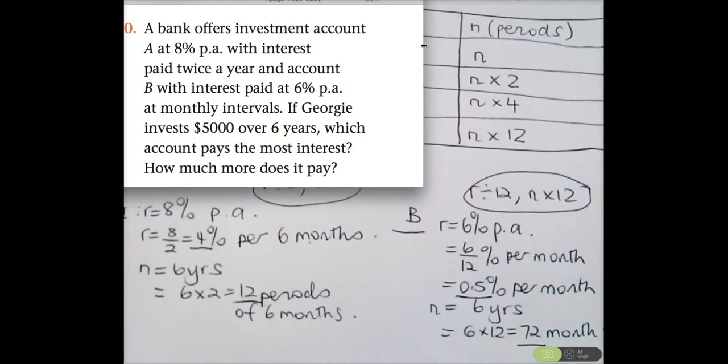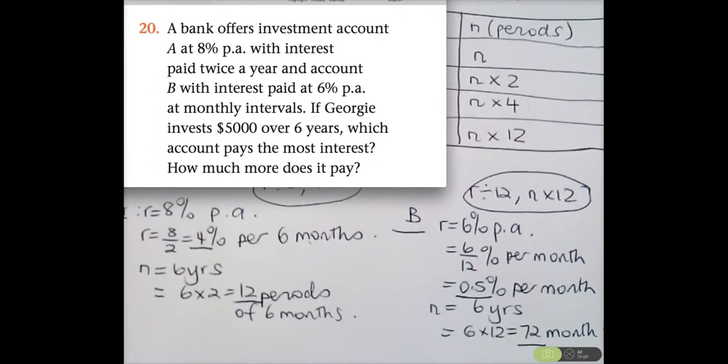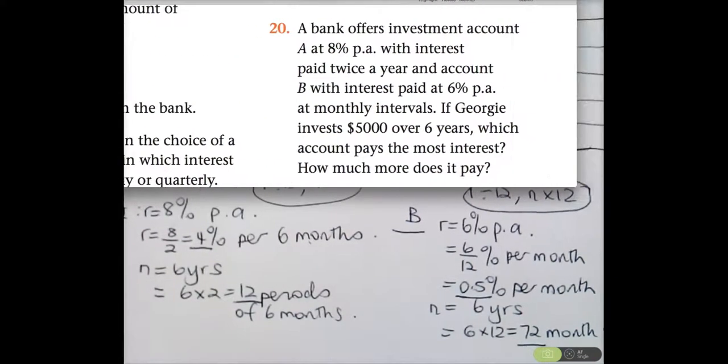And it says Georgie invests $5,000 over 6 years. Which account pays the most interest? Okay, I'm going to get rid of that question now. And how much more interest does it pay?